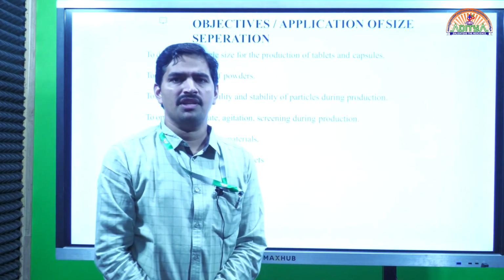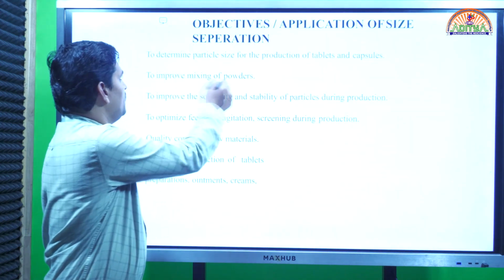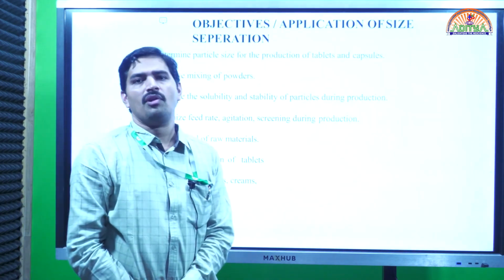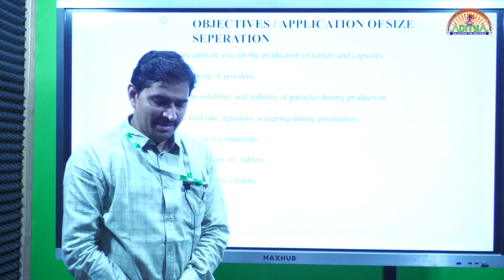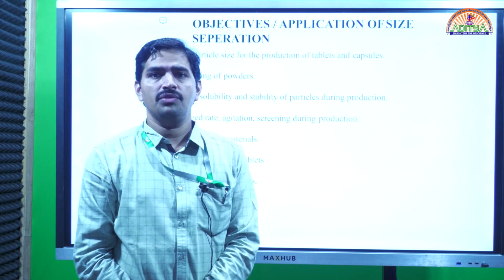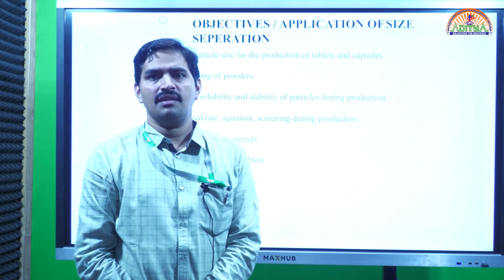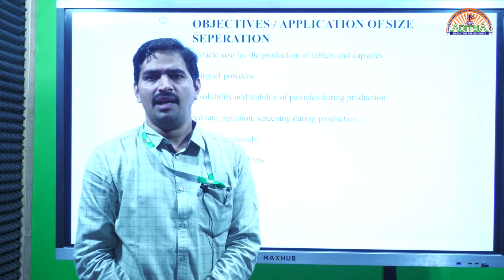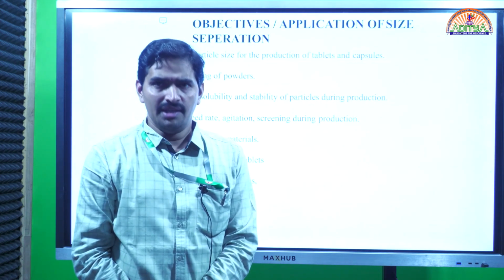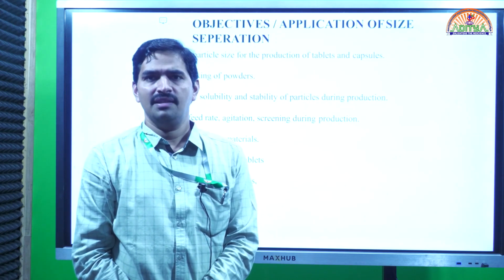Coming to the various objectives or applications of the size separation process. First, it is used to determine the particle size in production of tablets as well as capsules. In production of tablets or capsules, first we use the powder to fill into the capsule, and the powder consists of various sizes of particles. In tablets, the powder is compacted into a tablet by means of compression.